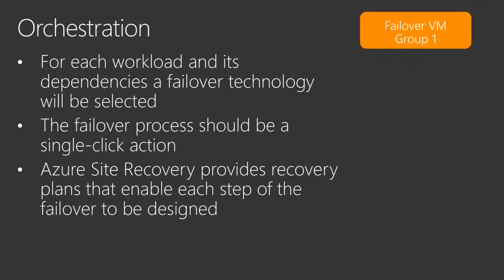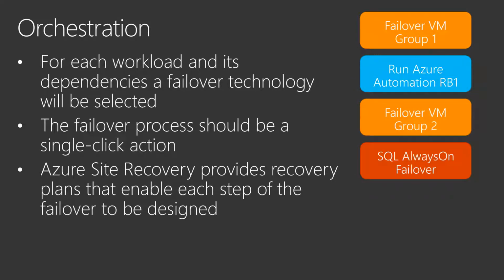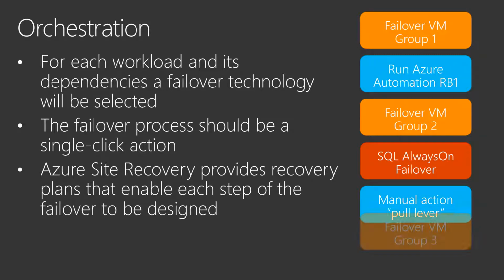So for example, if a disaster occurs, you have the failover VM group 1, for which you can run an automation runbook on Azure to do this automatically. This is tier 1 of criticality. Then on VM group 2, you can have, for example, SQL Always On. So you still have SQL Always On on-prem, and on a single click action you can fail over group 2. And for the last one, which is not as critical but still critical, you can do the manual pull lever. On the press of another button, you fail over group 3. So with this you can orchestrate all of this configuration the way that you need.